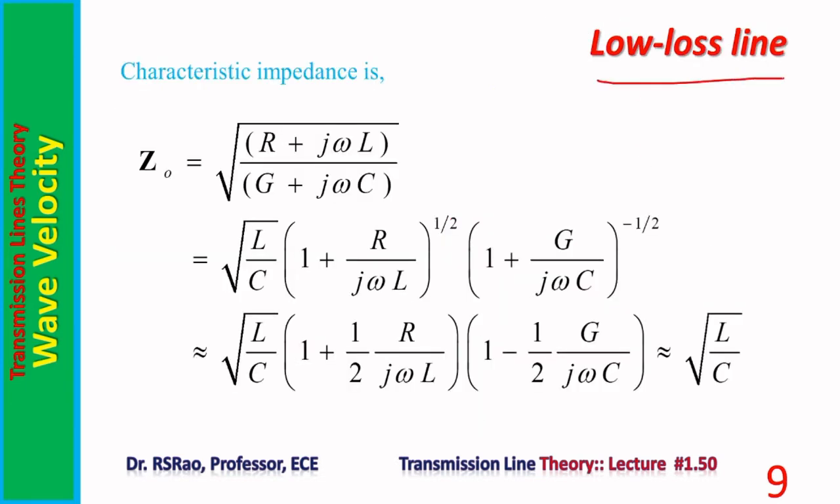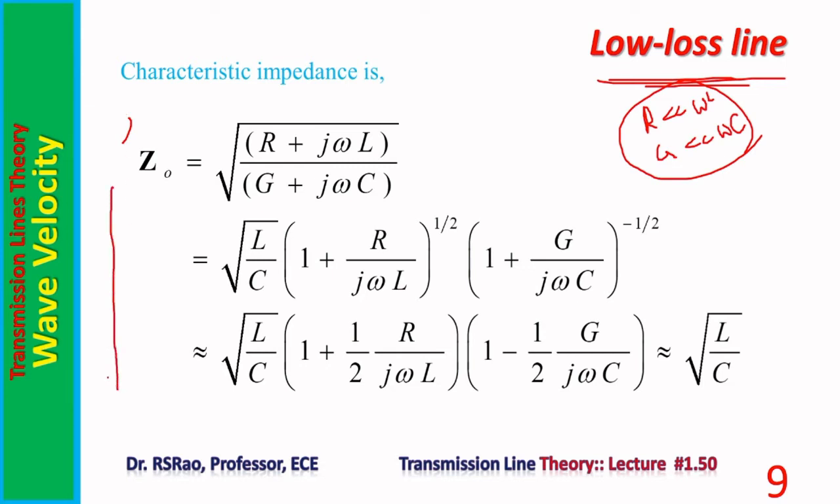Now, we consider a low loss line. What is a low loss line? A line for which R is very, very less when compared to omega L, and G is very, very less when compared to omega C. This is a low loss line. For a low loss line, what is Z naught? What is the propagation constant? What is the attenuation constant? What is the velocity? All those things we are going to investigate. See, microwave lines, so-called microwave lines, telecom lines, all fall in the category of low loss lines.